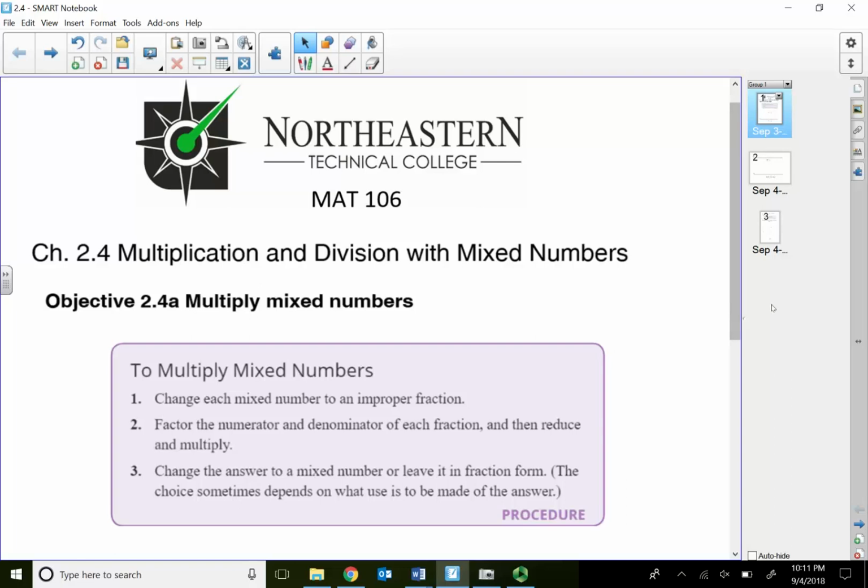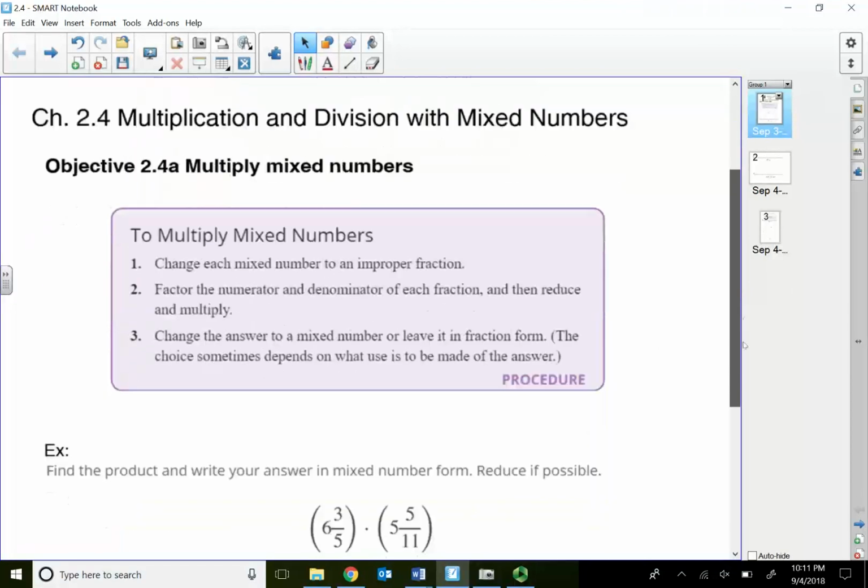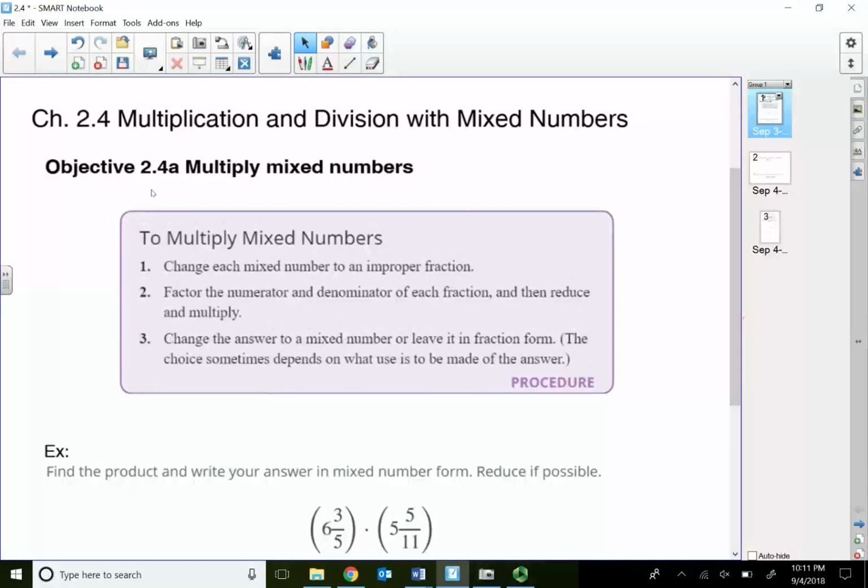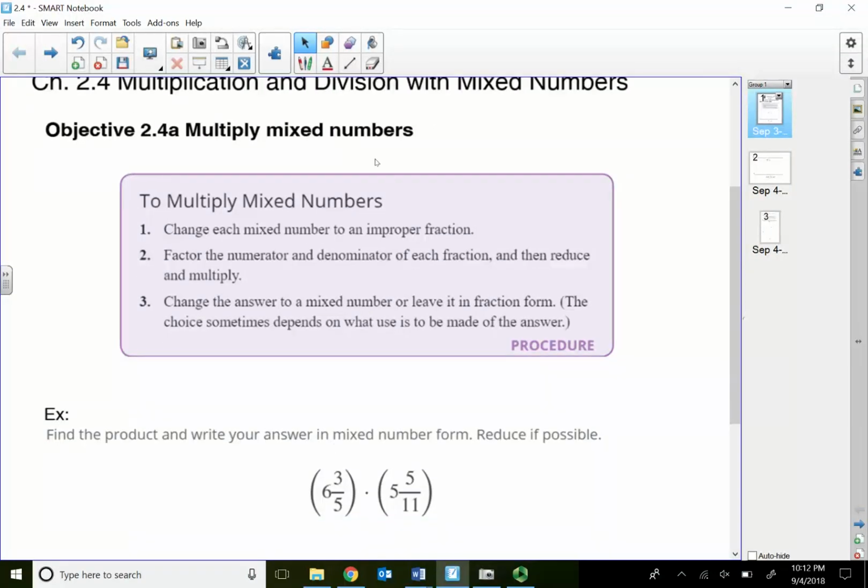Accelerated Math 106, Module 2.4, talking about multiplication and division with mixed numbers. In this particular video, I'm going to show you how to multiply mixed numbers. Just remember, a mixed number is referring to a whole number plus a fraction.